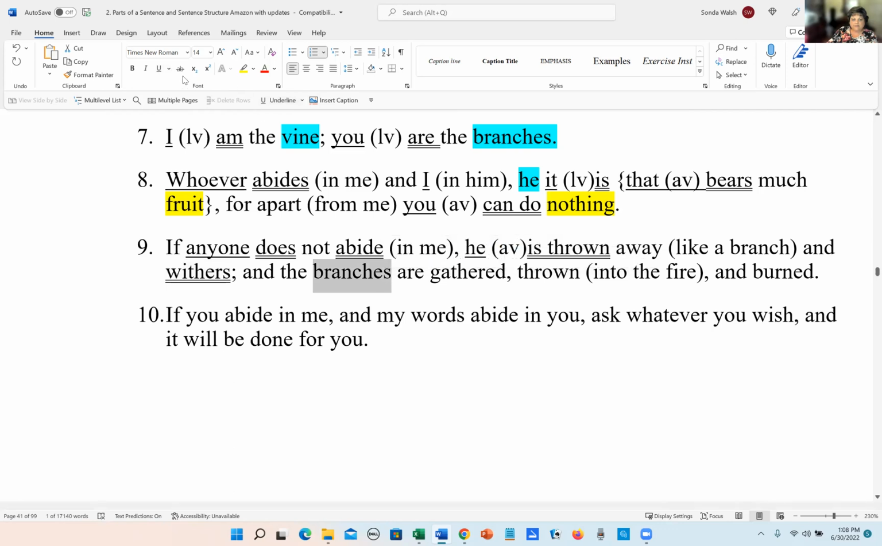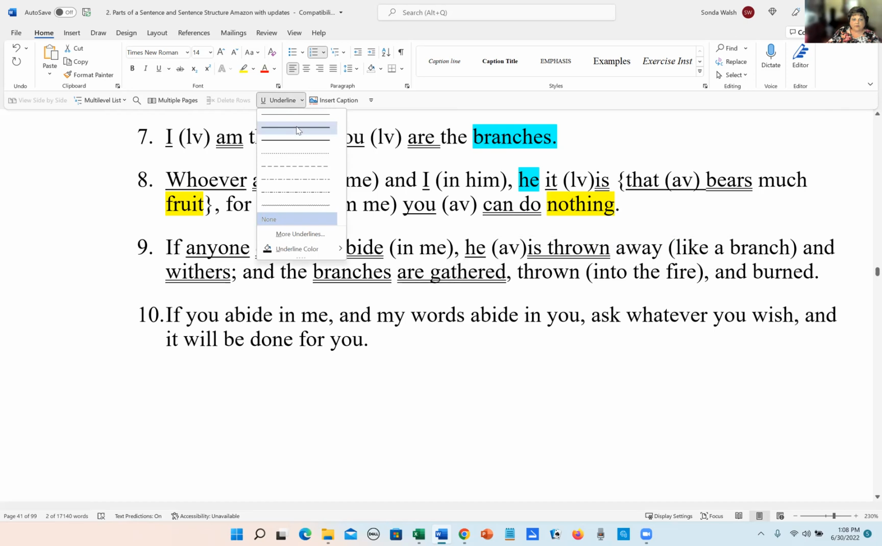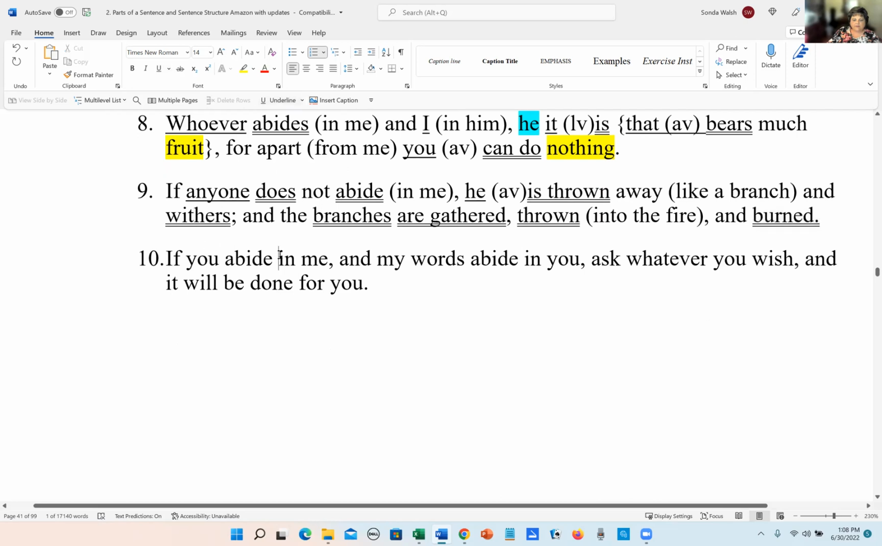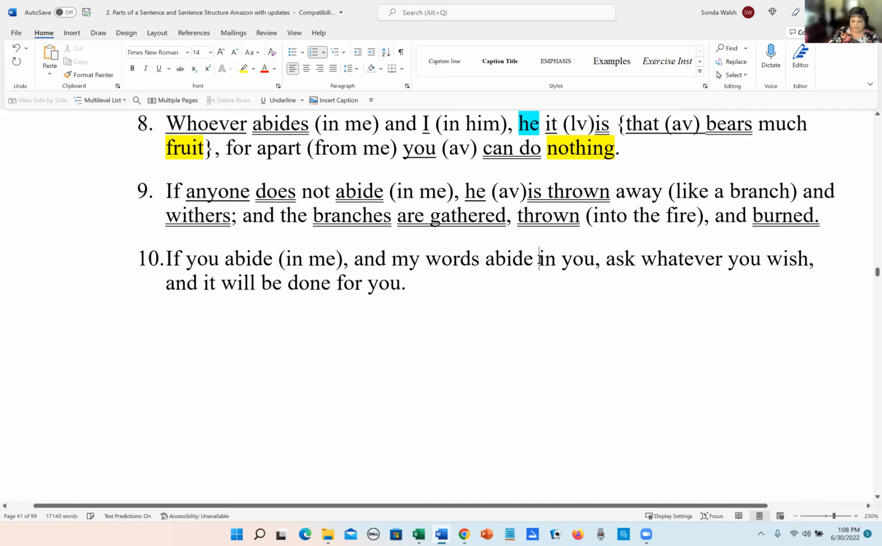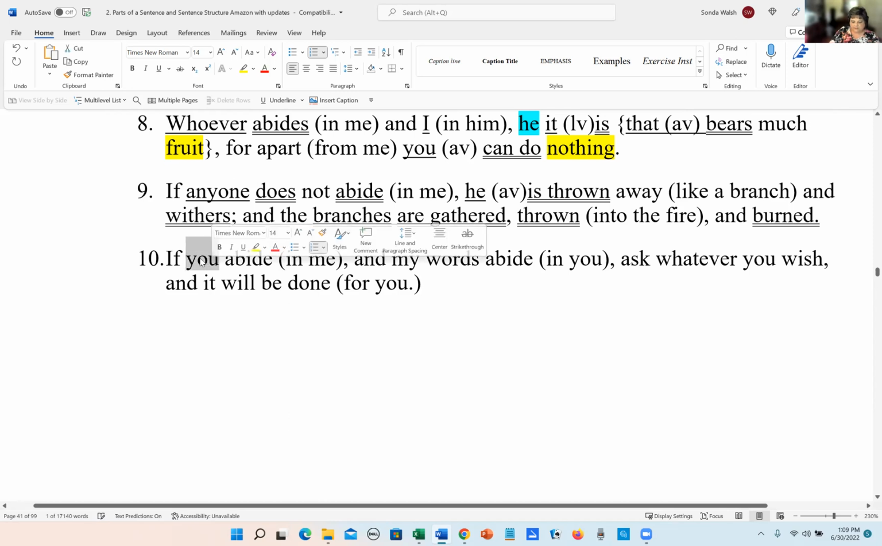Branches is a subject. Are gathered, thrown, and burned. All of those are verbs. So we don't really have any kind of complements there. Okay, and number 10, "in me" is a prepositional phrase. "In you" is a prepositional phrase. And "for you" is a prepositional phrase.